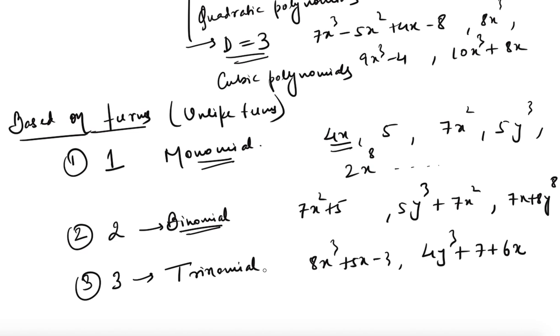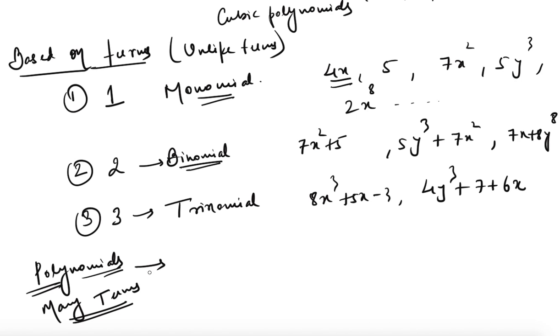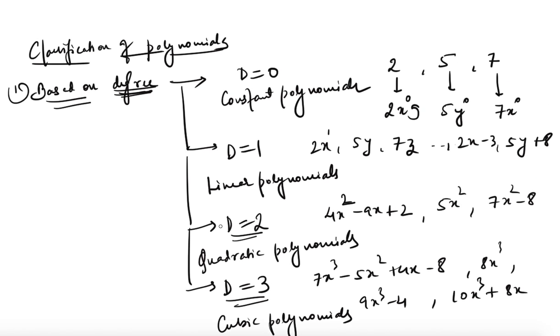Polynomial in general means poly means many and nomial means terms. So polynomial means an expression which has many terms. So all of these come under the category of polynomials, and starting from 4, 5, 6 terms, you can generalize it by saying it is a polynomial. But 1, 2, 3 terms you can consider as monomial, binomial and trinomial. This is how we classify polynomials based on terms and based on degrees.